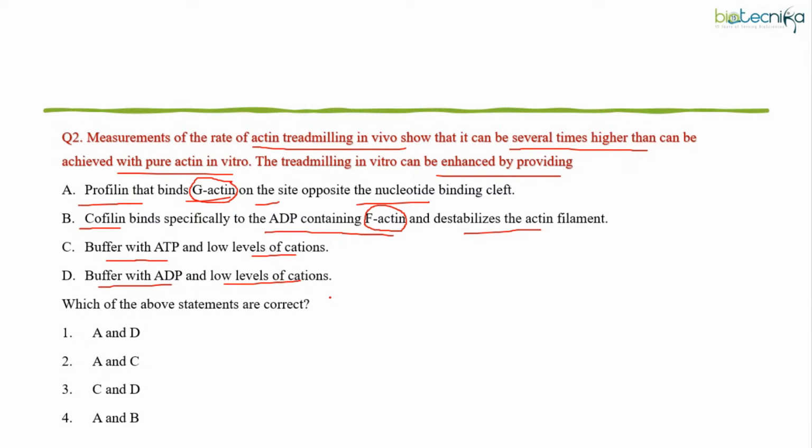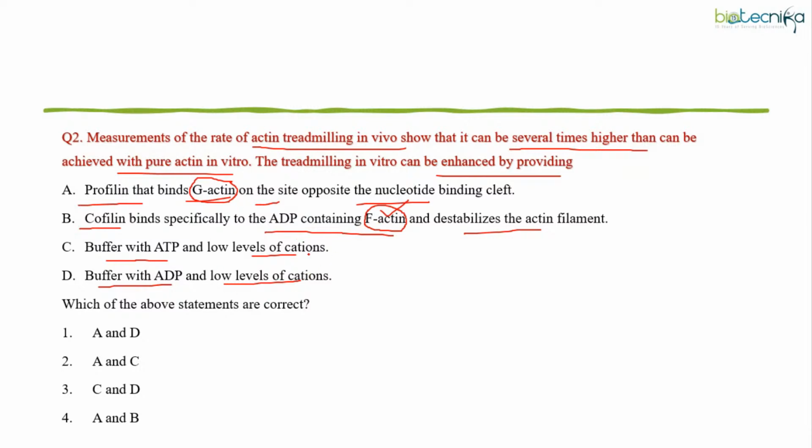G actin is basically the monomeric version, right? Actin filaments are present in the monomeric form. But when your monomers combine together in the form of trimers, the trimers keep on adding on themselves. Then you get this F actin. We call it filamentous actin. So that is the difference between them.